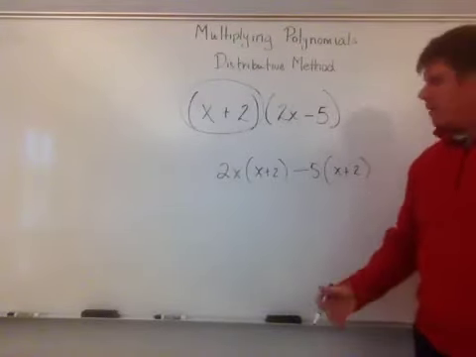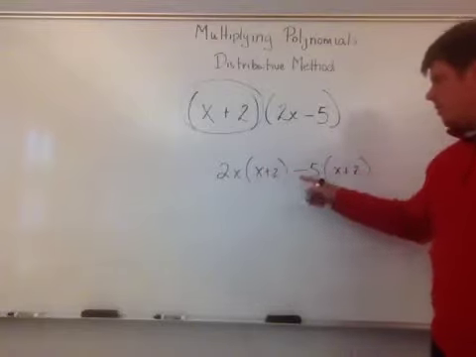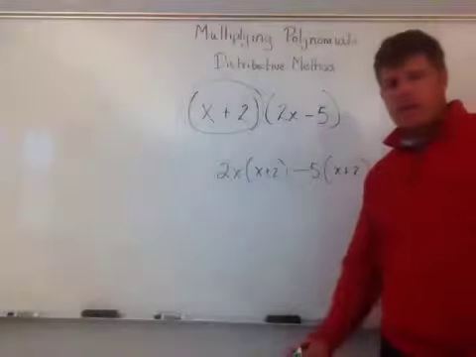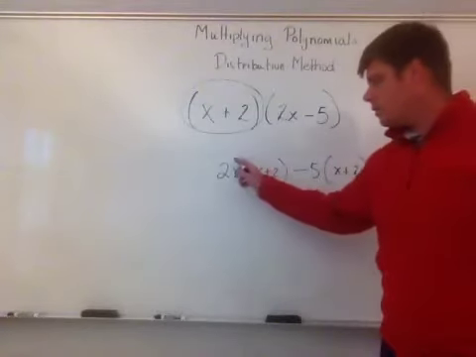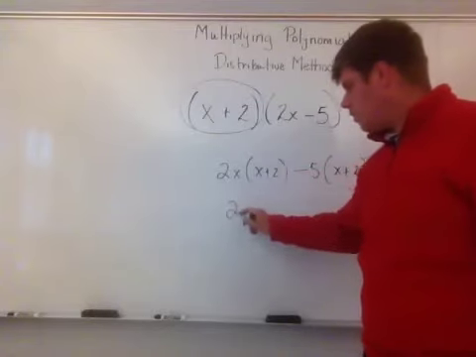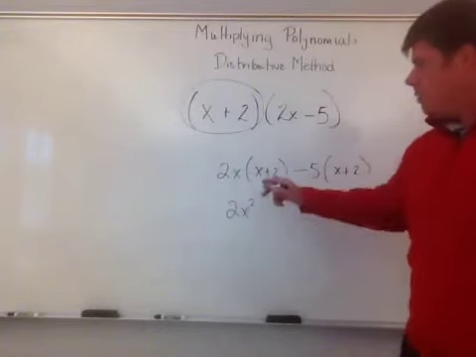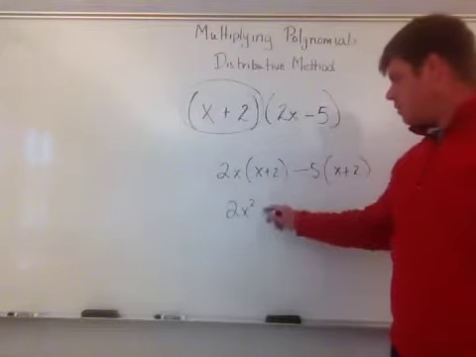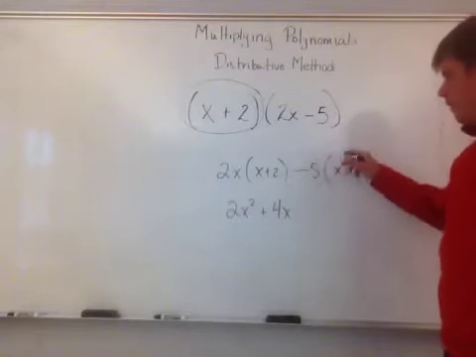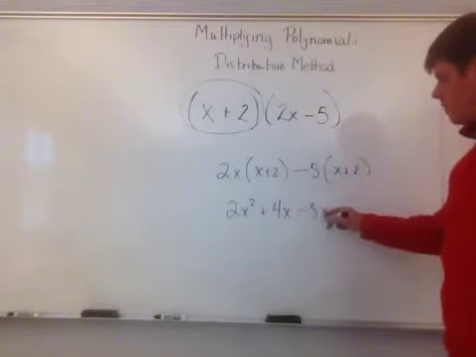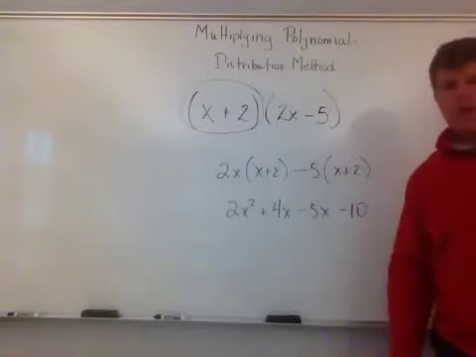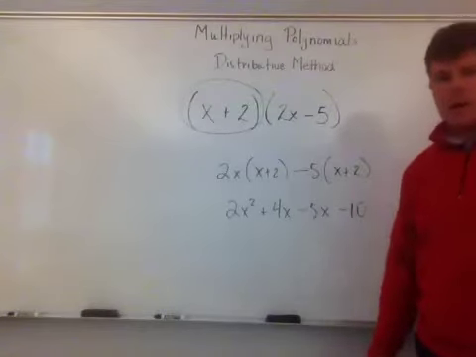Now, what I've got here is 2x times the quantity of x plus 2 minus 5 times the quantity of x plus 2. To finish off this problem, all I'm going to do is the monomial distribution of 2x times x, which gives me 2x squared. Then 2x times the positive 2 gives me positive 4x. I'm going to distribute my negative 5, so negative 5 times x is negative 5x, and negative 5 times 2 is negative 10. The last thing I need to check here is whether there are any like terms.